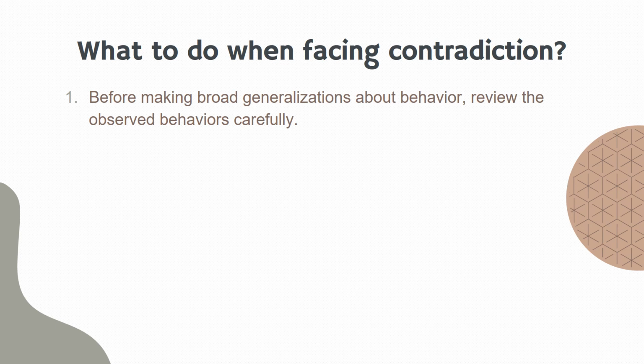One. Before making broad generalizations about behavior, review the observed behaviors carefully. For example, a child may seem anxious on certain tasks but relaxed on others. Explain then how differences in the types of tasks affected behavior. Before making broad generalizations about behavior, please review the observed behaviors very carefully.